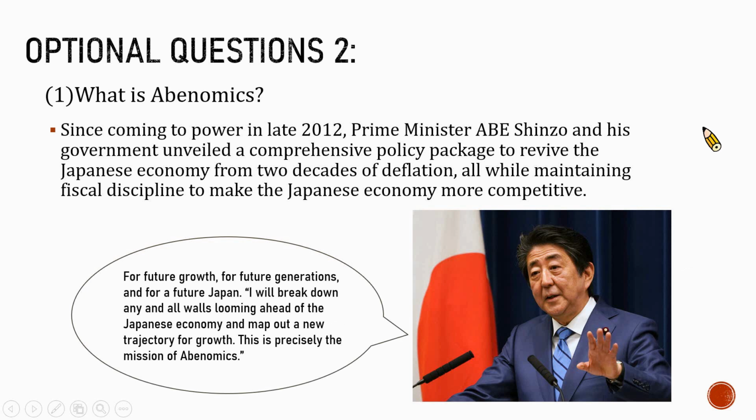First, what is Abenomics? Since coming to power in late 2012, Prime Minister Abe Shinzo and his government unveiled a comprehensive policy package to revive the Japanese economy from 2 decades of deflation, all while maintaining fiscal discipline to make the Japanese economy more competitive. Its immediate goal is to boost domestic demand and gross domestic product (GDP) growth, while raising inflation to 2%.